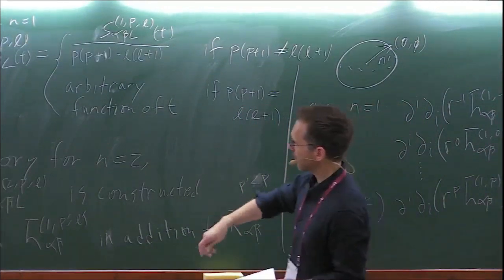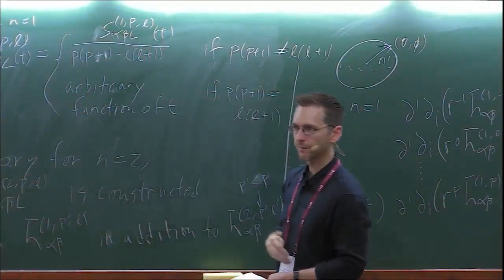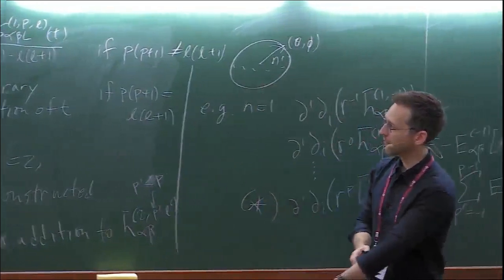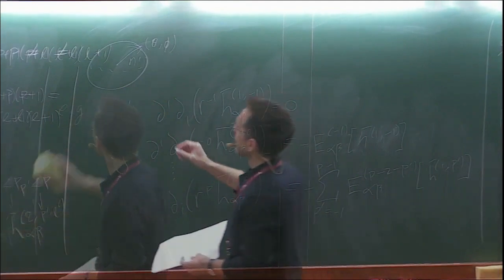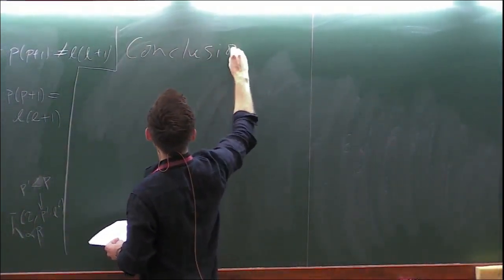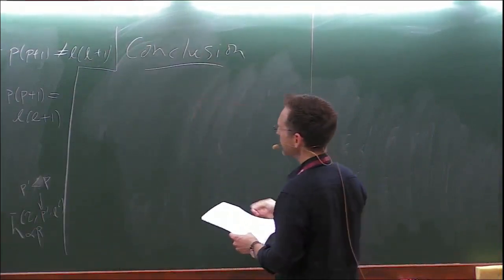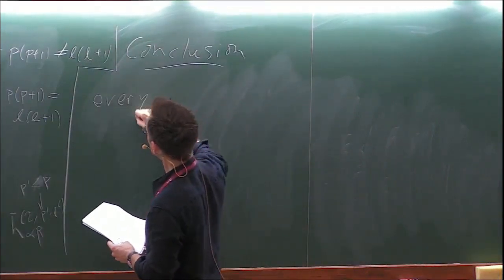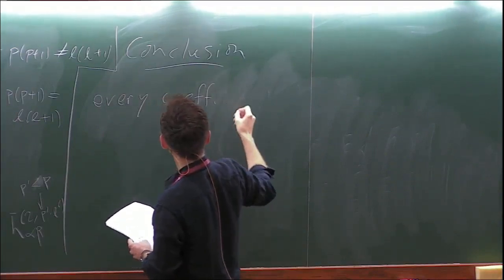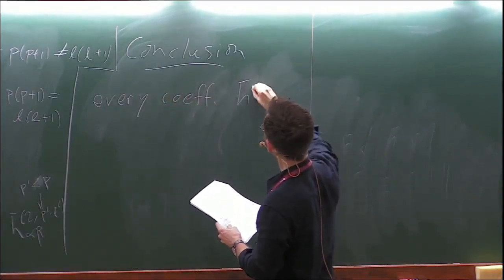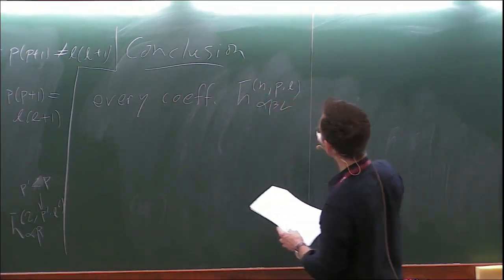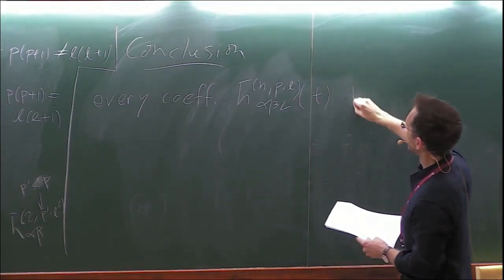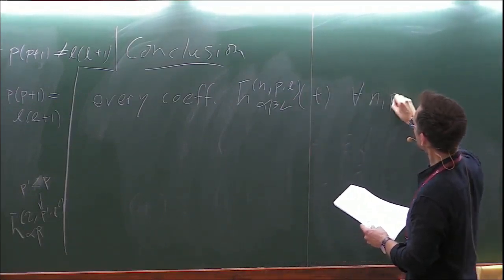And that's actually true not just for n equals 2, but for all powers of n. Or, sorry, all powers of epsilon. You always have the same structure. Okay, so what's the conclusion here? What's the punchline? Every single coefficient in our expansion, h bar n p l alpha beta l, is a function of t for all n, p, l.